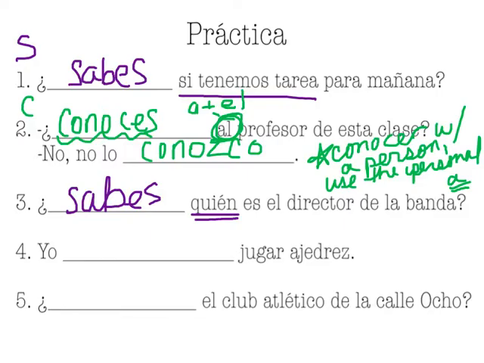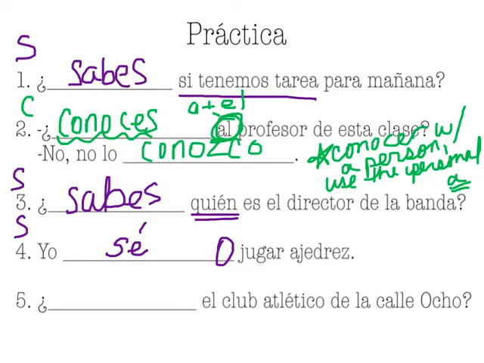How about number 4? Yo blank jugar ajedrez. I know how to play chess. Now, whenever you're talking about something that you know how to do, you're going to use the verb saber. So we'll use the yo form as irregular, remember, so we'll say yo sé jugar ajedrez. It's a little bit weird because in English we have to add that how. I know how to play chess. In Spanish, you don't have to add that. You don't need anything in between. You can just say yo sé jugar ajedrez.